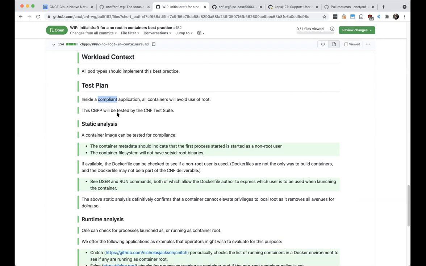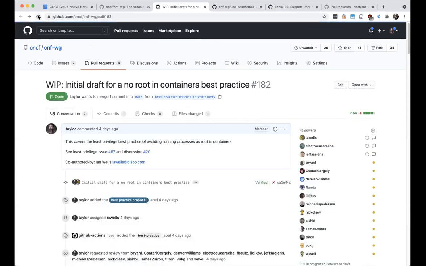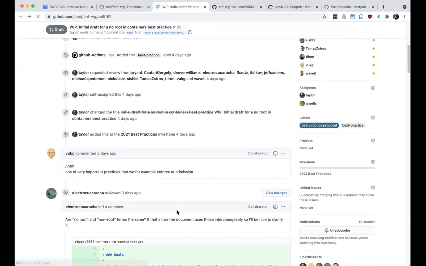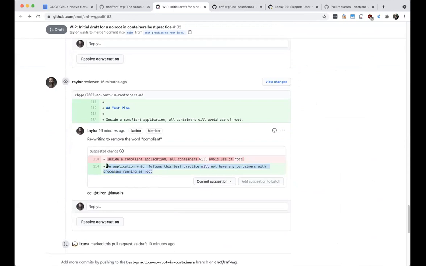Sure. I might have a history here with the words, and I'm sure others do too, in CNTT and other organizations. The word compliance is a very, very big word. We have whole teams based around compliance and software. It's a difficult word. It's also an overloaded word, because compliance to CNTT versus this. An application which follows this best practice will not have any containers with processes running as root. Remove "compliant" completely. That's fine. It reads a little bit tautological, but this is a very blunt best practice. It's very clear what it says. It's there in the title to an extent.